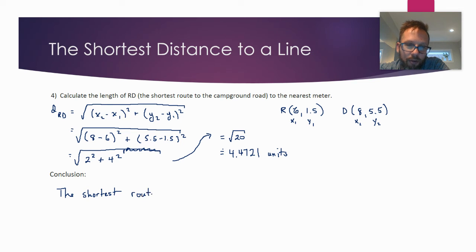The shortest route is, so we take that 4.4721 and times it by 500 meters. I think probably that was a little too much accuracy than we needed. So the shortest route to the nearest meter, I got 2,236 meters.